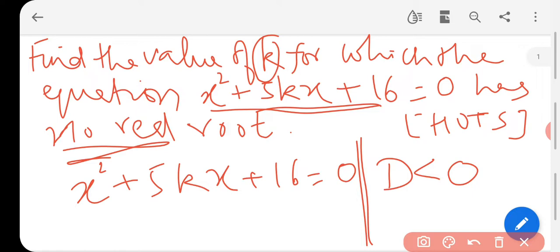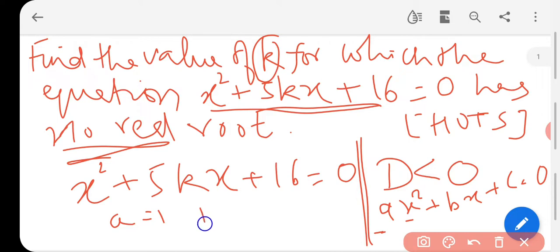Now again, the quadratic equation is what? Ax square plus bx plus c is equal to 0. When we compare it, the value of a is what? In the given equation, as I told you, when there is no number given with a variable, then we will take 1. Then b is equal to 5k, and c is equal to 16. I hope this is clear to all of you. Yes or no? Okay, now we'll erase it and do the solution for you.